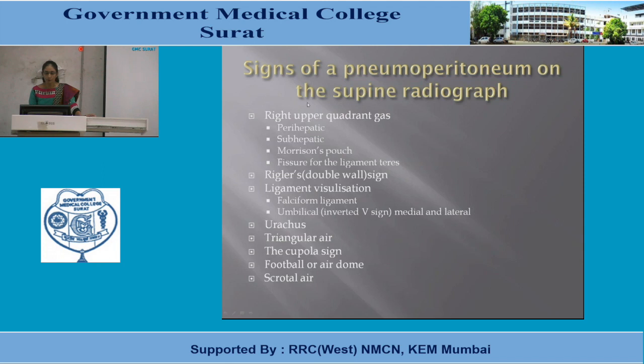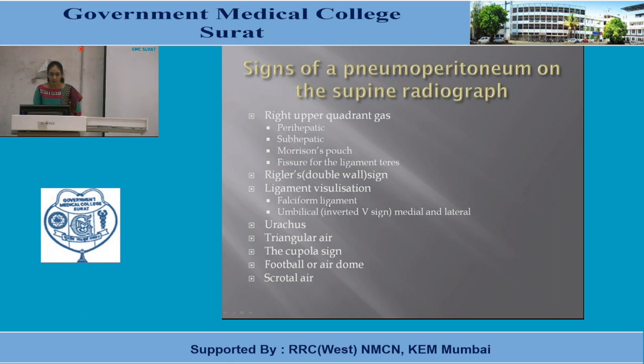Signs of a pneumoperitoneum on supine radiograph are as follows; I will show all these signs on X-ray in coming slides. Right upper quadrant gas, that is perihepatic gas, subhepatic region gas. Morison's pouch is the hepatorenal space. Presence of gas within Morison's pouch, presence of gas within the fissure for ligamentum teres, Rigler sign or double wall sign. That is visualization of both sides of the wall of the bowel.